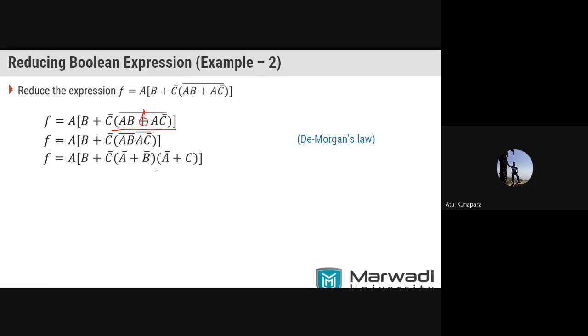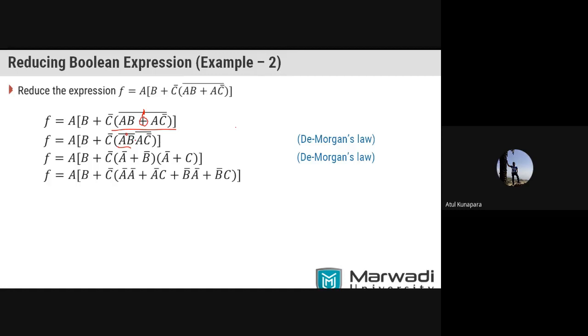Then again we have applied the De Morgan rule. First for this A and B, we break this line and change the sign, so it is A bar plus B bar. Then here, break the line and change the sign, so it will be A bar plus C. Why is it C? Because we get C double bar, so it is directly written over here as C. So again we have applied the De Morgan rule here.